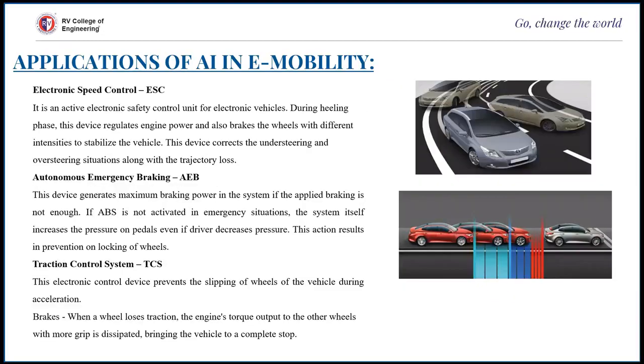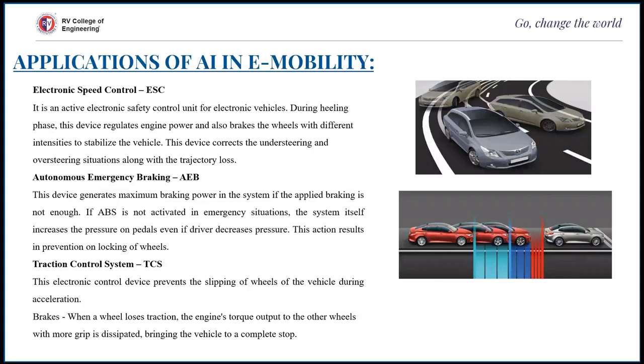The first application is electronic speed control. It is an electronic control system which controls the stability of the car or the vehicle. For example, in turns, the stability of the car is a bit disturbed. So what this speed control device does is regulate the engine power and brake different wheels with different intensities so as to stabilize the whole vehicle during turning. They are actually used to correct understeering and oversteering situations.